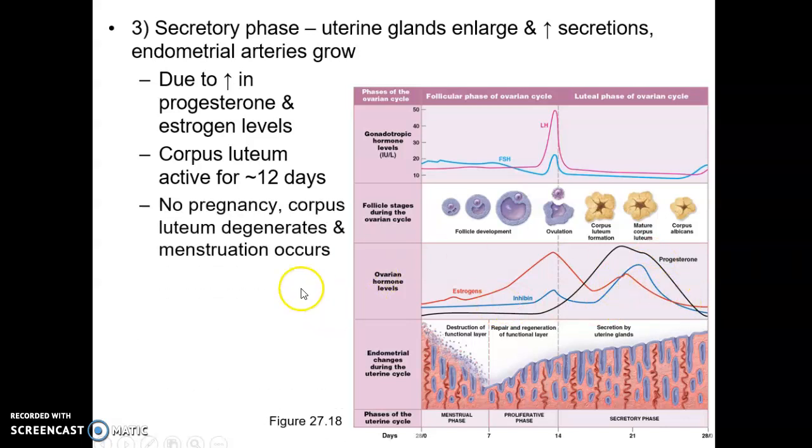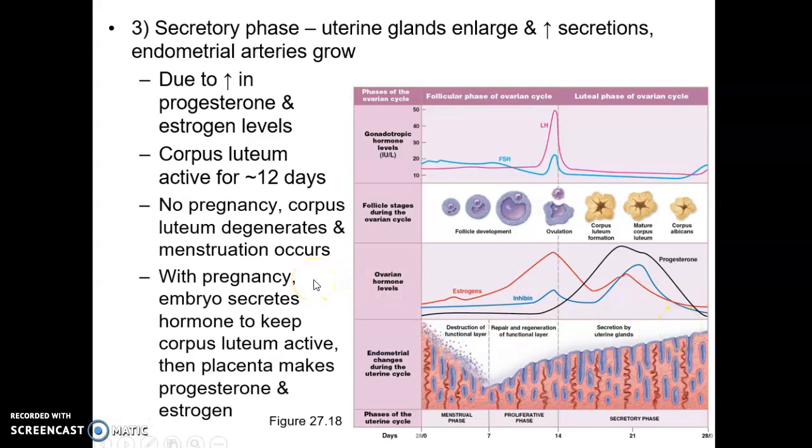If no pregnancy occurs, then the drop in those hormones leads to the menstruation back at day 0 of the uterine cycle or ovarian cycle or menstrual cycle, in which case the functional layer of the endometrium is lost, again because no pregnancy has occurred.